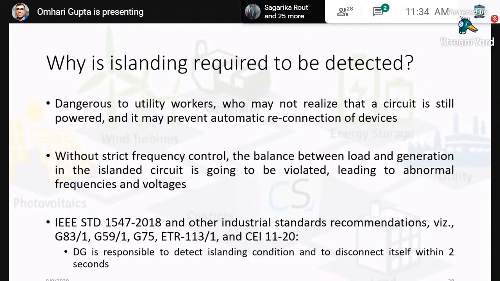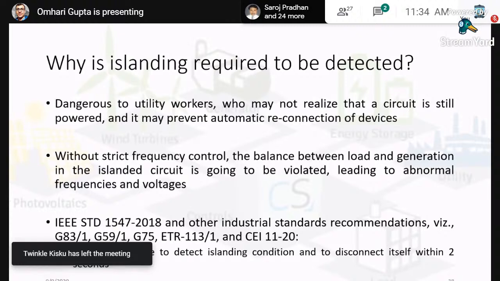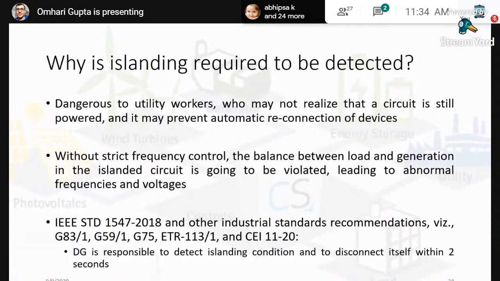And without strict frequency control, the balance between load and generation in an islanded mode is going to be violated, leading to abnormal frequencies and voltages. So there is an aspect of voltage stability. Whenever you are islanded, it depends upon the load and DG power mismatch, how much mismatch there is. Accordingly, there will be variations in the voltages and frequencies. If you do not have control over things, then there can be unstable operation.